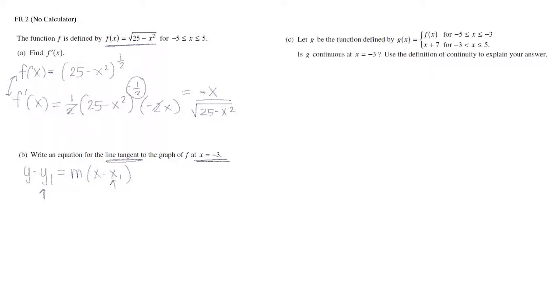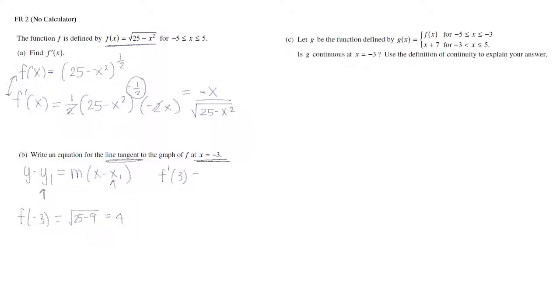Now to find y, we go back to the original. So we need to find f at -3. F at -3, well, that's going to be the square root of 25 minus 9, which is 16, so 4. So now I know that value. Now we need our slope, which means we need our derivative. But y'all, we already found our derivative in part A, so don't reinvent the wheel.